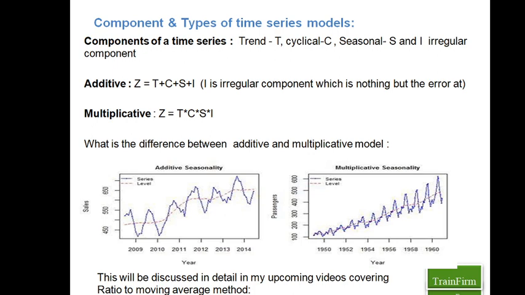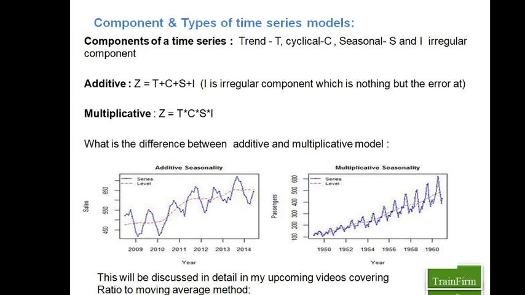And the second type is a multiplicative model, where these four components get multiplied to come up with the final value of Z, the variable value or the forecast value, right? So when I have to multiply all these four things and come up with the forecast, it's called a multiplicative model. This is the mathematical definition. Now, let's try and understand the typical differences between these two models, right?